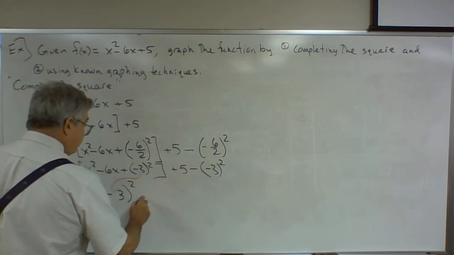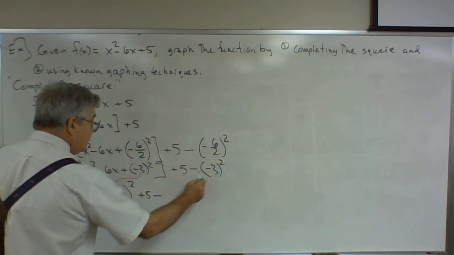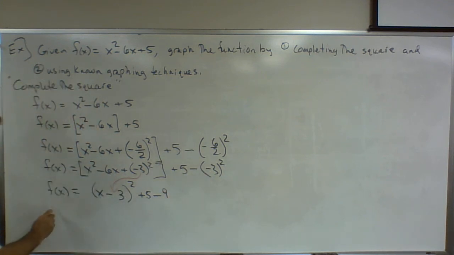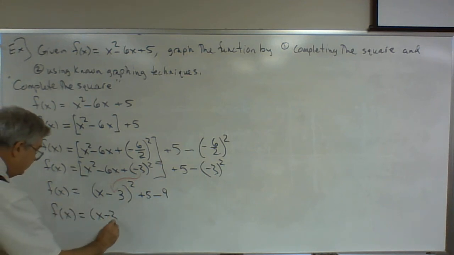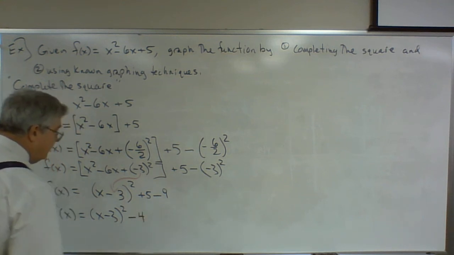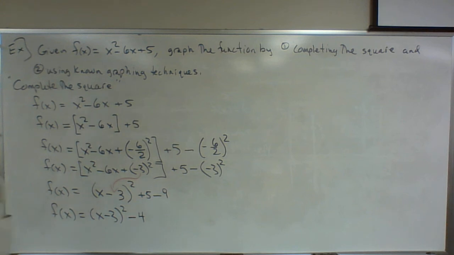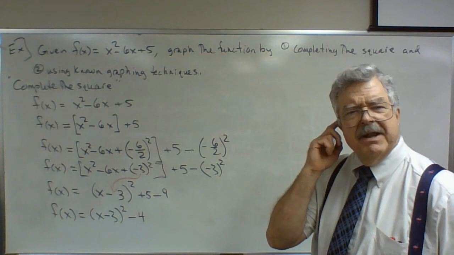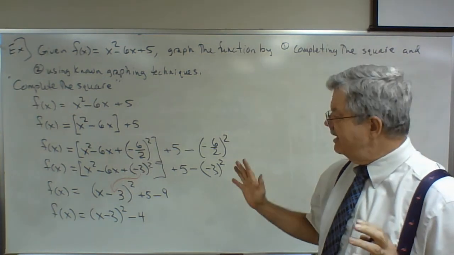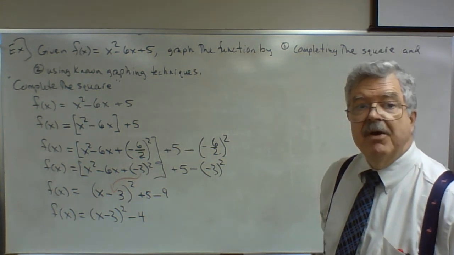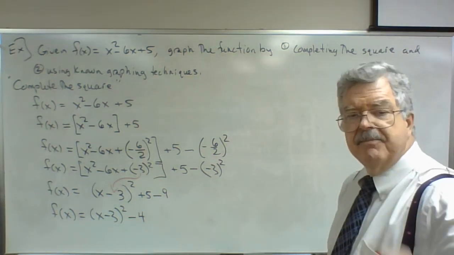And here I have 5 minus a -3 squared, that's -9. So I have x minus 3 quantity squared minus 4. Actually, I think that helps me out quite a bit. It may not look like I've accomplished anything here, but I think I have. Watch and see what happens.